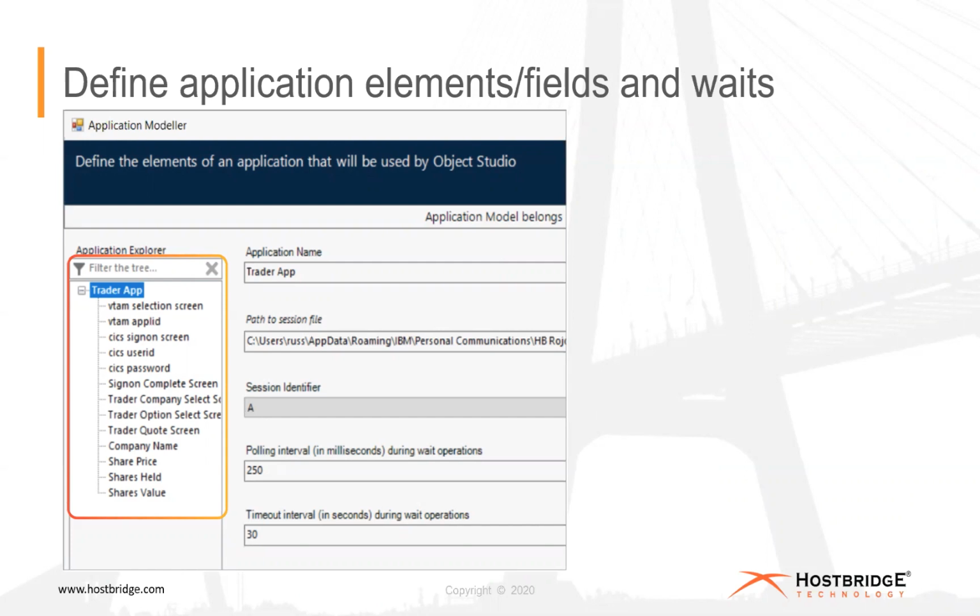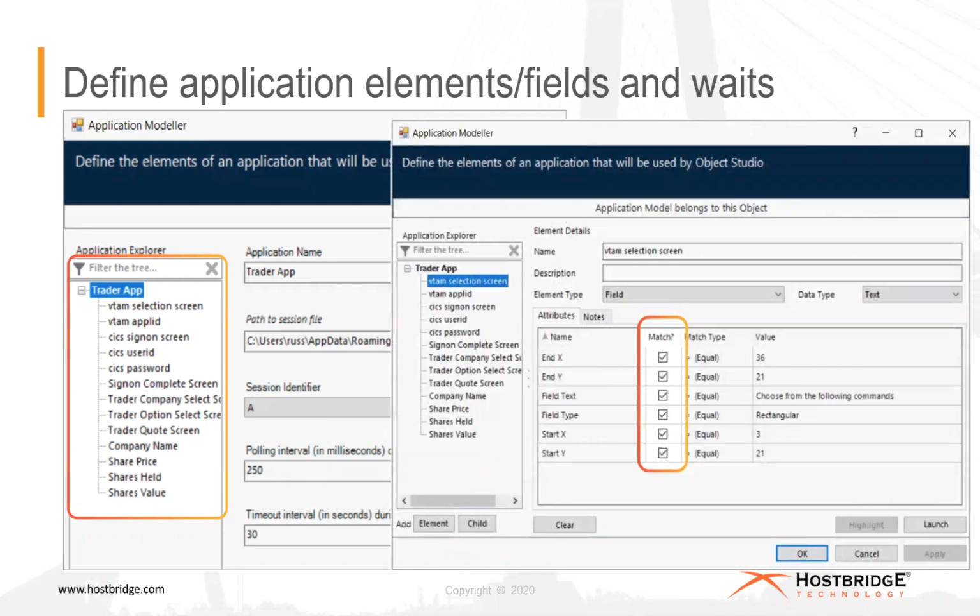Now, you'll notice that underneath that Trader app, I have defined a number of dependent elements in this app, and that's what you do. So, for example, I've defined an element called VTAM selection screen. And then I must define what that is. So here it says VTAM selection screen. It's a field element.